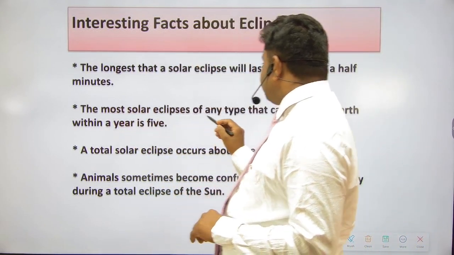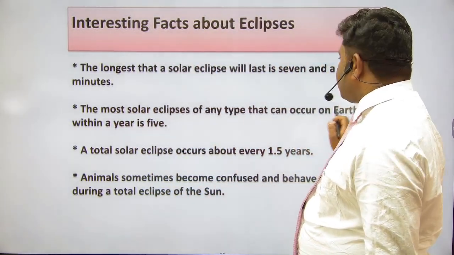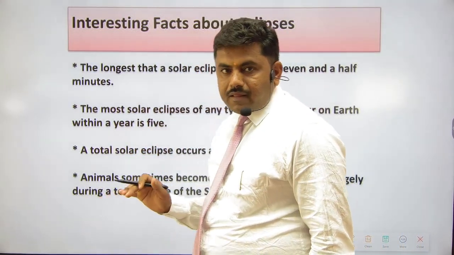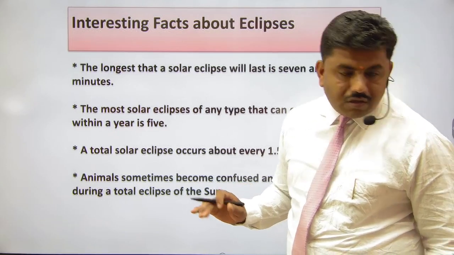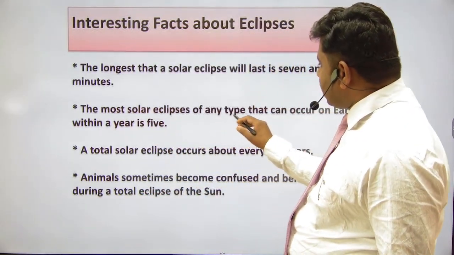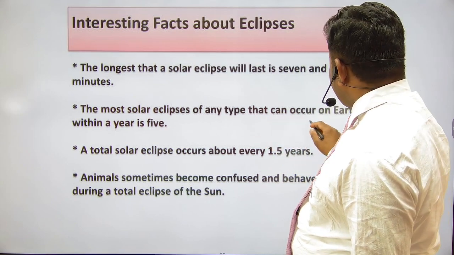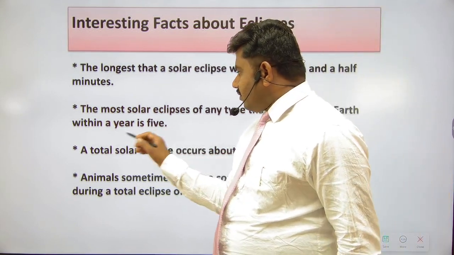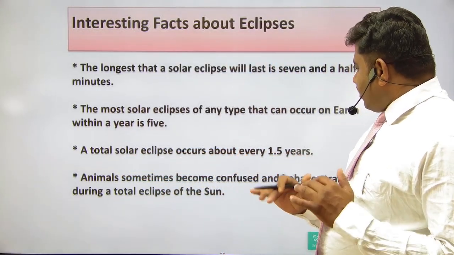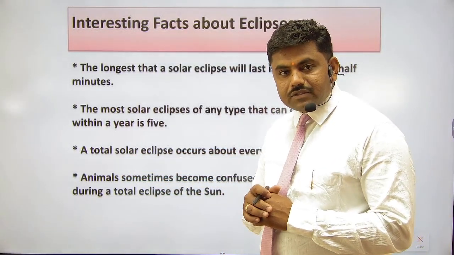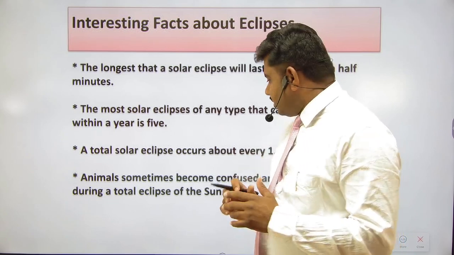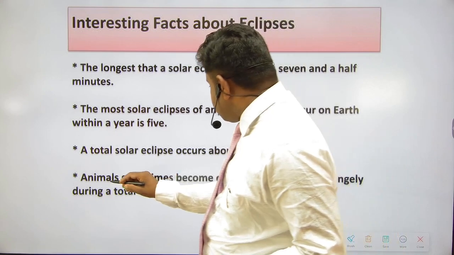The most solar eclipses of any type that can occur on the earth within a year is 5. It means they occur 5 times in a year. A total solar eclipse occurs about every 1.5 years.